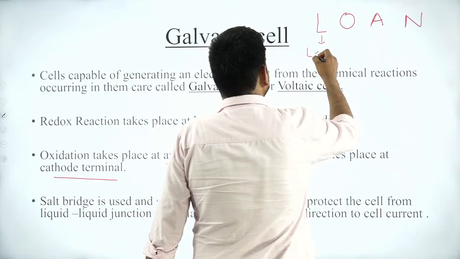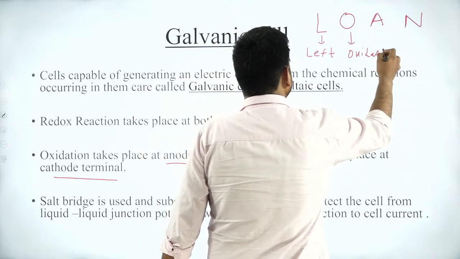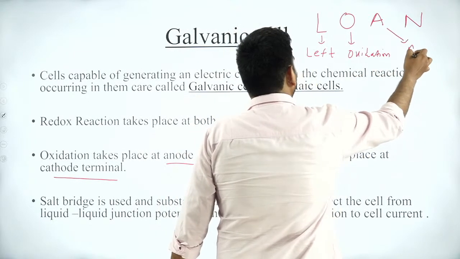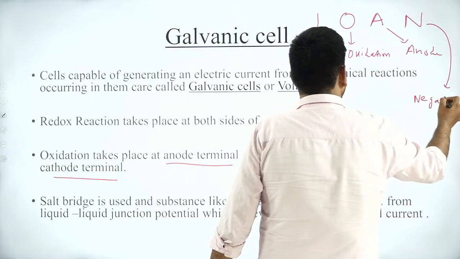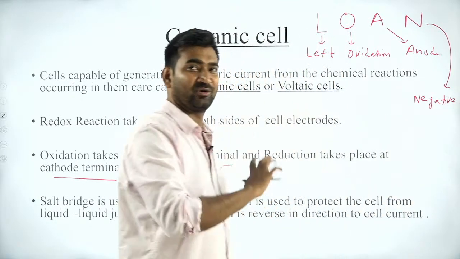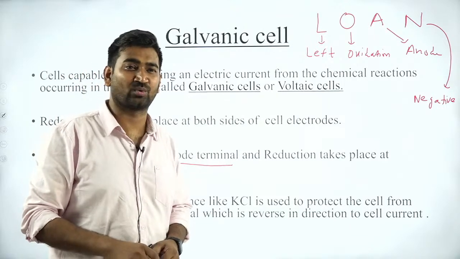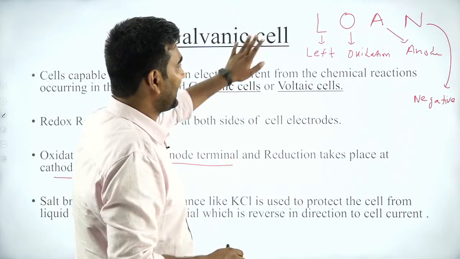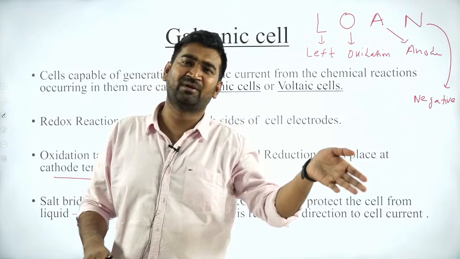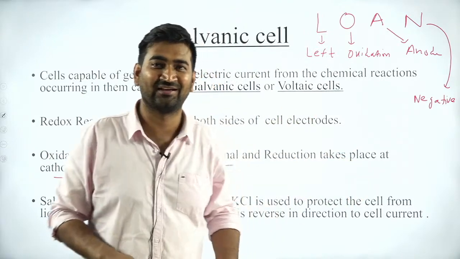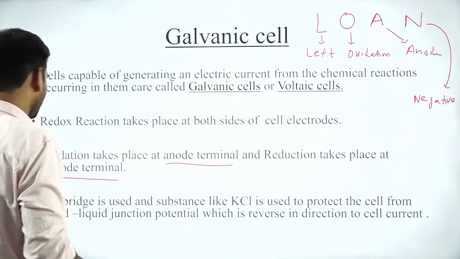L means left, O means oxidation, A means anode, and N means negative. So now I hope it completes all the things of which side oxidation is taking place, what that is called, positive, negative it is. So left oxidation, anode, negative, LOAN. If left is obviously anode, the right would be what? Right would be cathode. Okay. So that you have to judge yourself with the help of common sense.